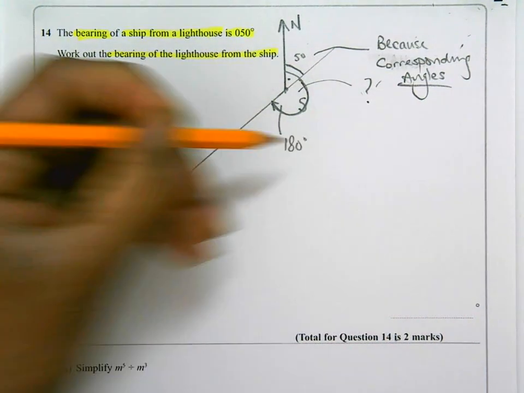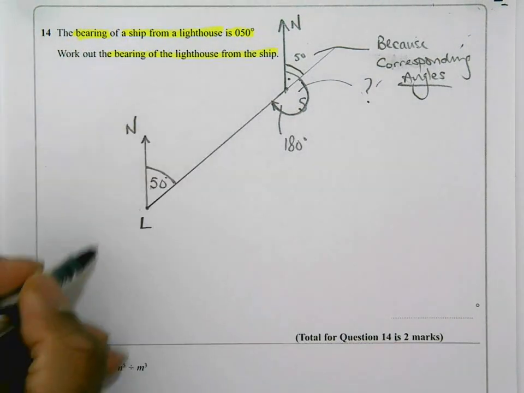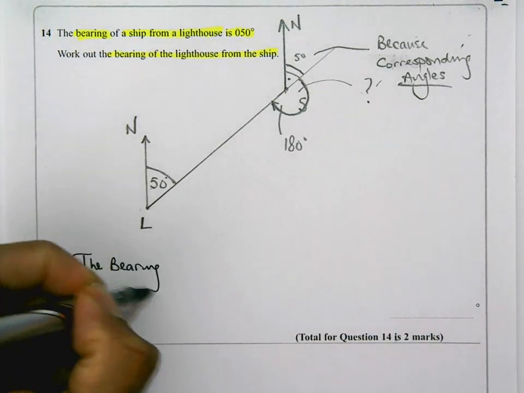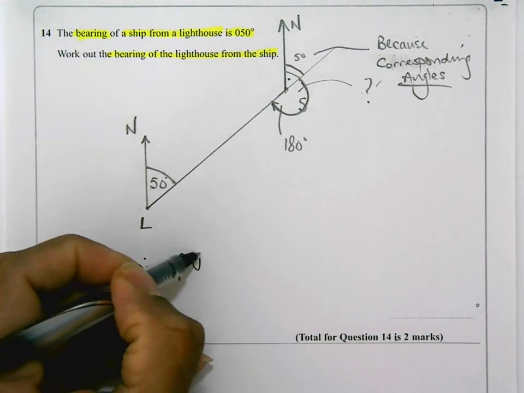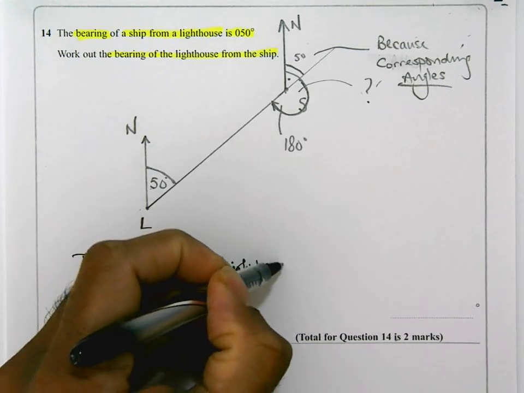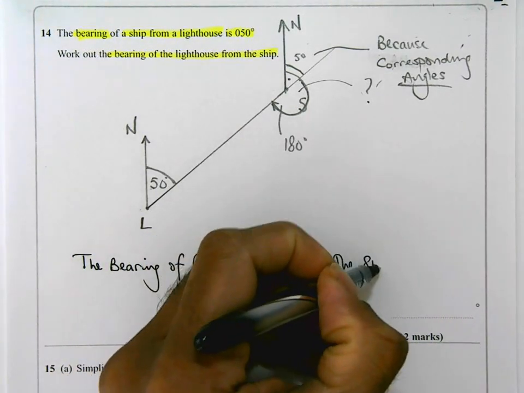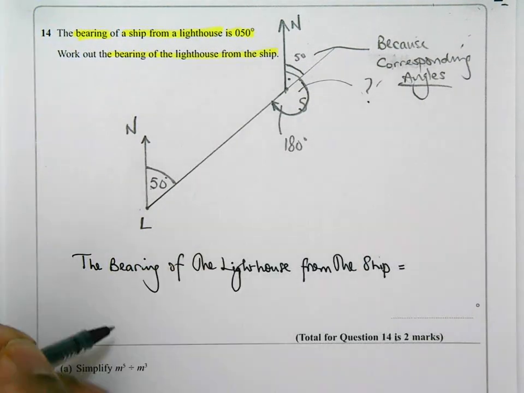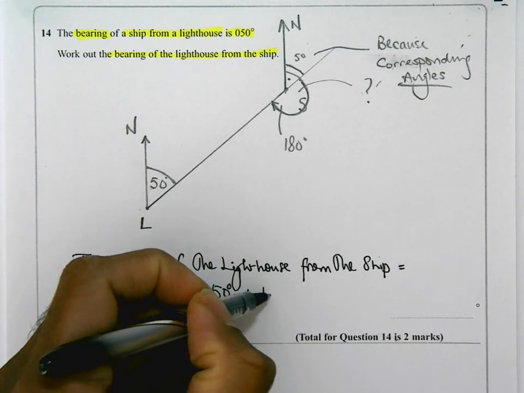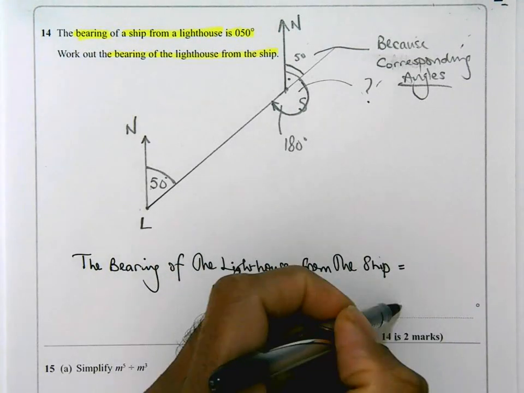So my answer, I'm going to rewrite this part of the question, the bearing of the lighthouse from the ship is going to be 50 degrees plus 180 degrees. Now 50 degrees plus 180 degrees, that's going to be 230 degrees.